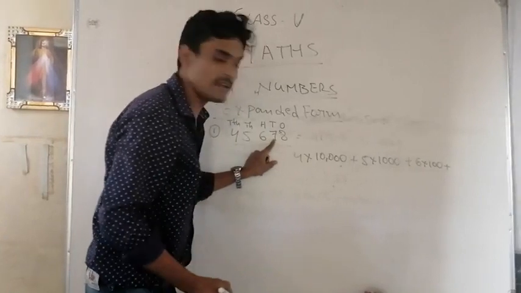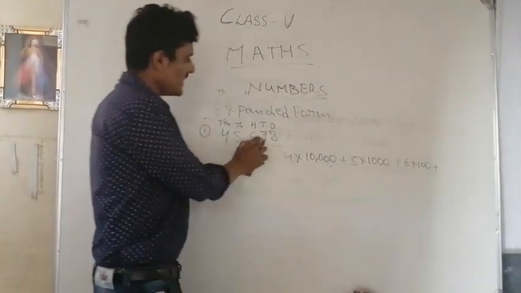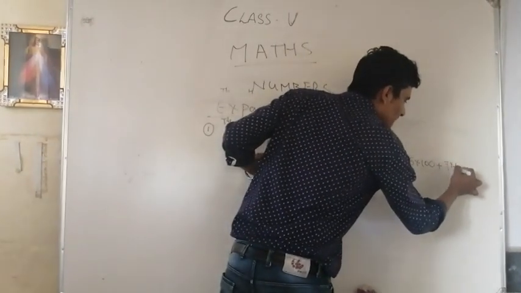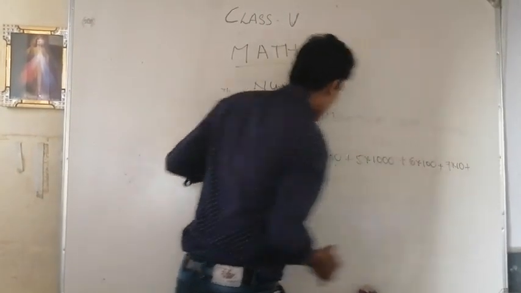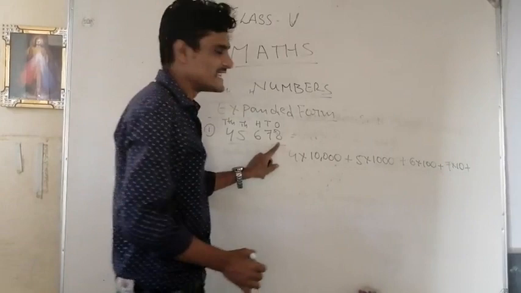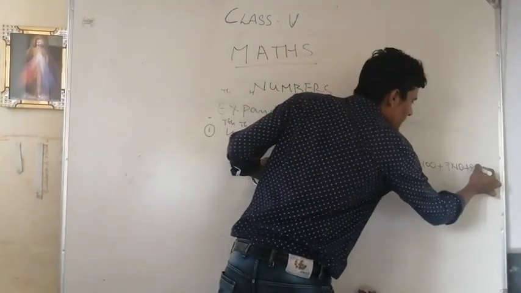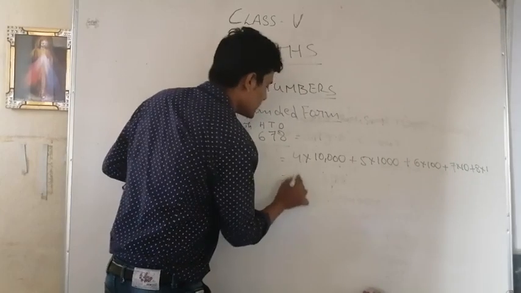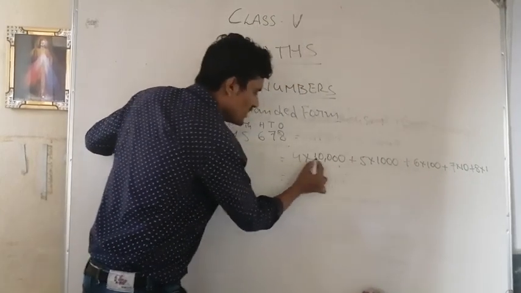Nice. What is the place value of 7 here? 7 in which place? Tens. Very good. 7 in tens place. Nice. What is the place value of 8? It is in ones place. So 8 into 1. So now we can write as 4 into 10,000.